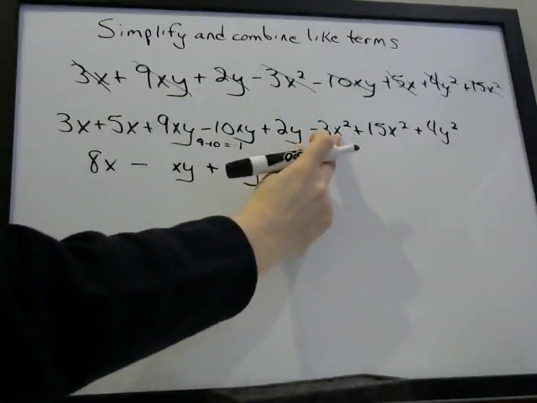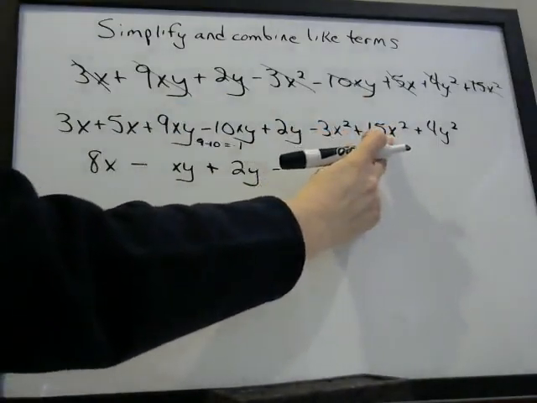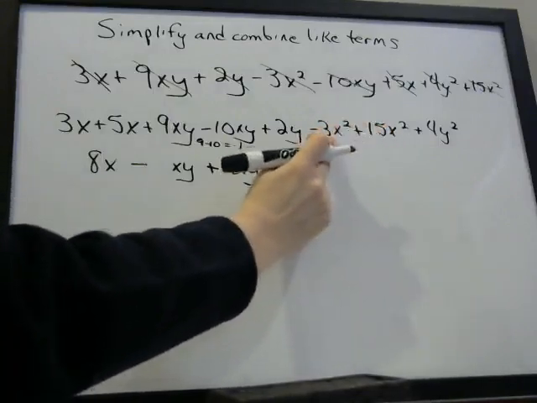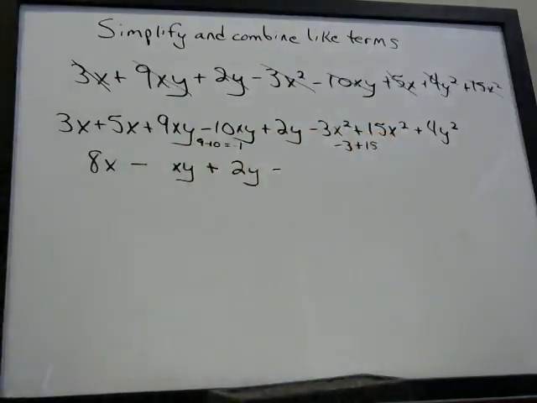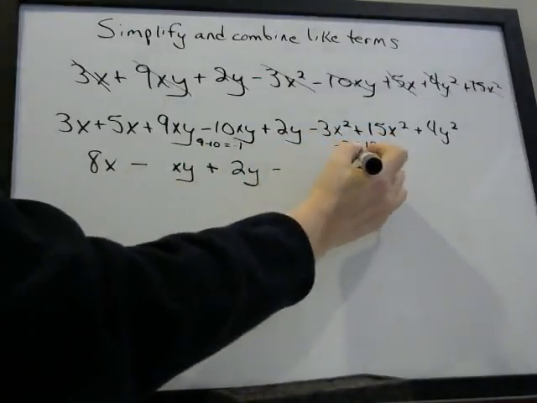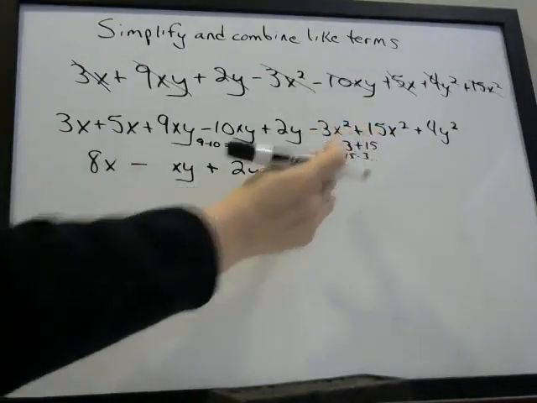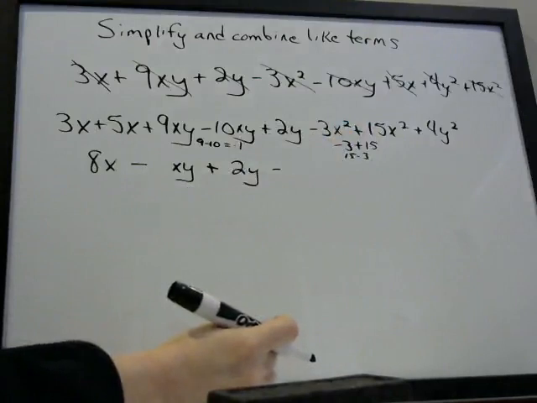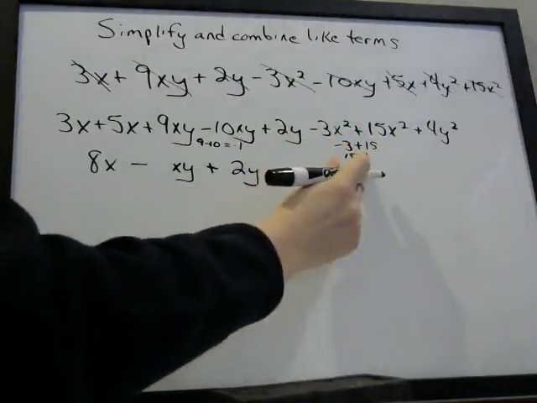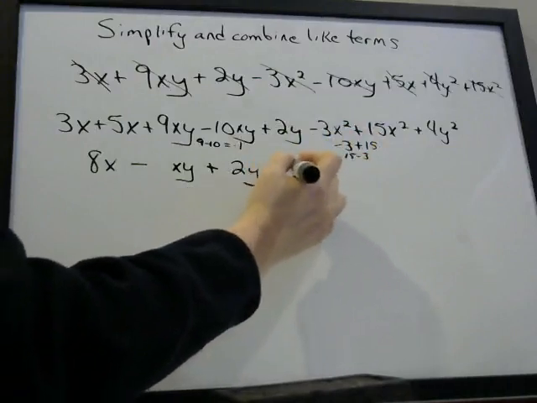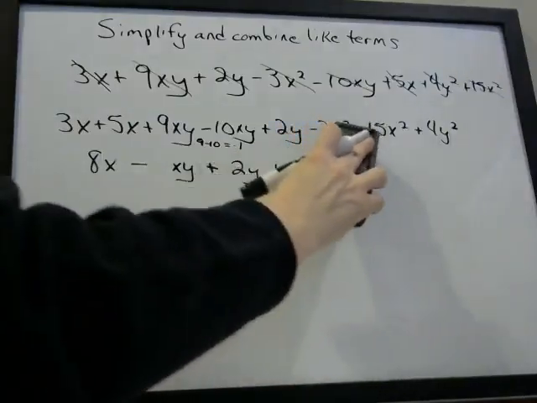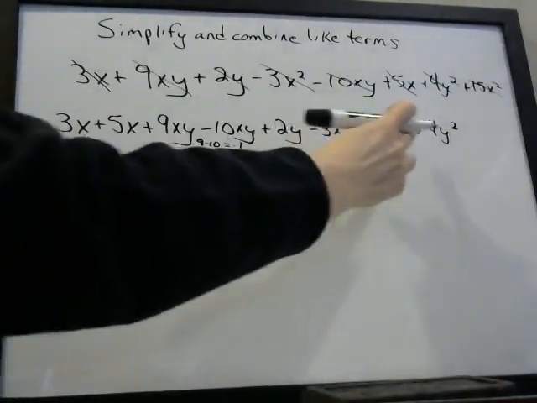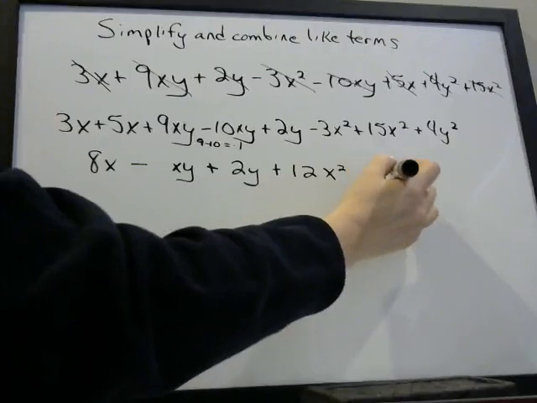Here we have minus 3x squared plus 15x squared. So we can combine these two things. So we have minus 3 plus 15. So minus 3 plus 15 is 12. You can also think of it as 15 minus 3, right? Because of the commutative property, we can flip those around if it's easier to think that way. 15 minus 3 is 12. So this is a positive 12x squared. And then we have a plus 4y squared.